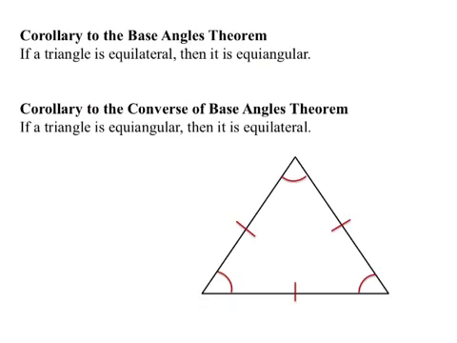Okay, there is a corollary to the base angles theorem. If a triangle is equilateral, then it is equiangular. Corollary to the converse of the base angles theorem. If a triangle is equiangular, then it is equilateral. Basically, if all the sides are congruent, then all the angles are congruent. If all the angles are congruent, then all the sides are congruent. Again, very deep.